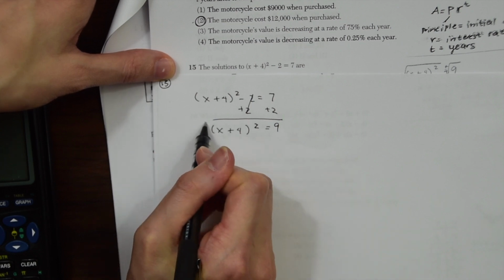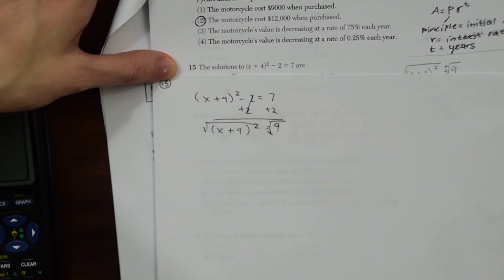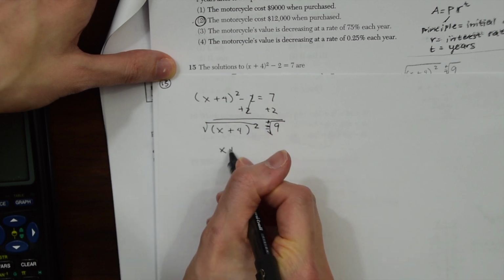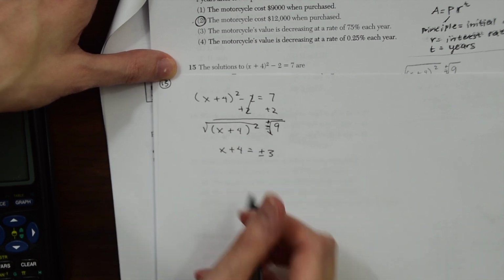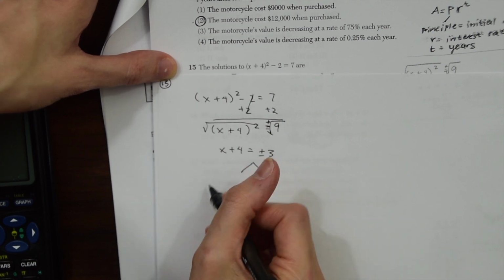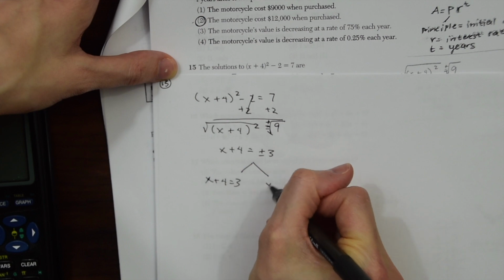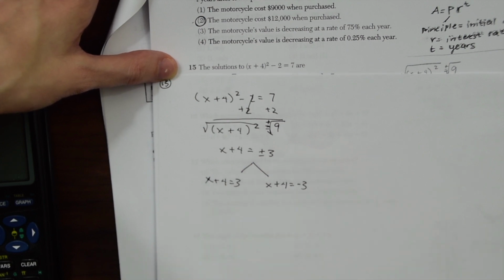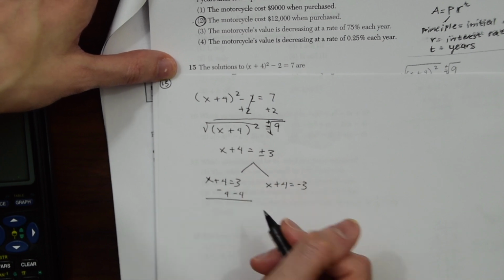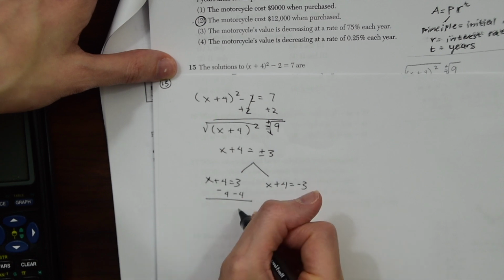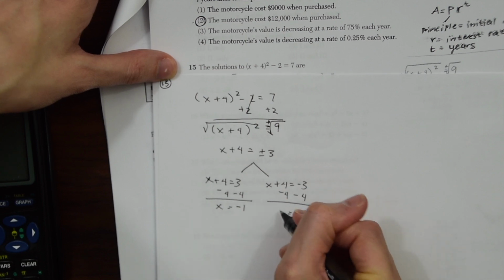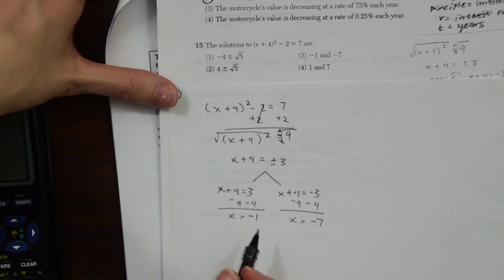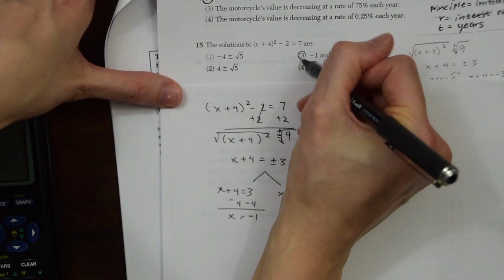Now to get rid of this squared, we're just going to take the square root of both sides. This is a little tricky because when you take the square root, don't forget that plus or minus sign. So now the square root goes away, and we're left with x + 4 equal to plus or minus 3, because the square root of 9 is 3. And we're just bringing down that plus or minus sign. So what this does is we end up having two different equations. We have x + 4 = 3, and we have x + 4 = -3. And now we're just solving for x for each equation. So we subtract 4 from both sides: 3 minus 4 is -1, so -1 = x. And over here, subtracting 4 from both sides, we get -7 = x. So if you look at our choices, we see that it's choice 3, -1 and -7.